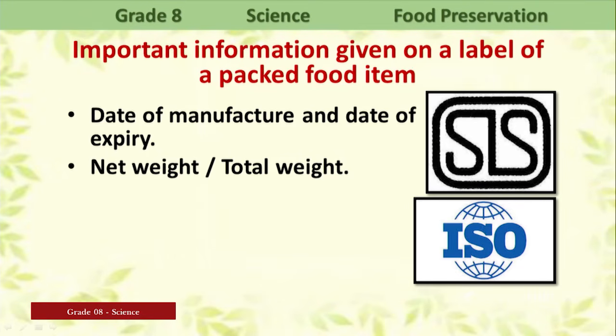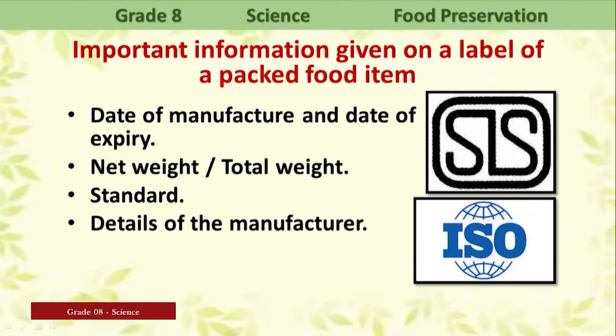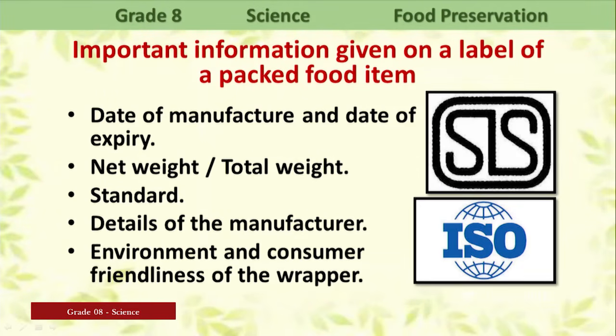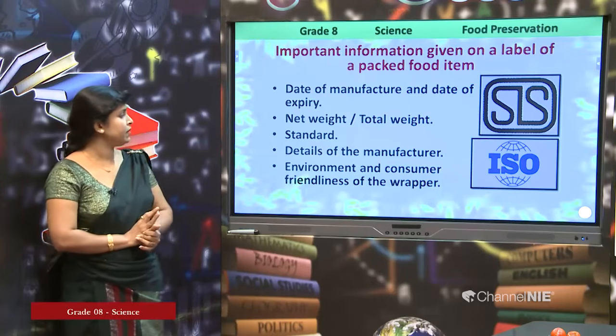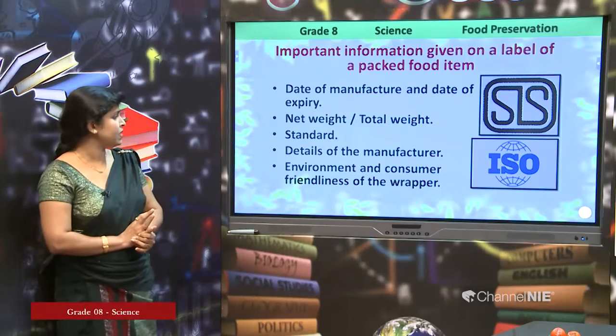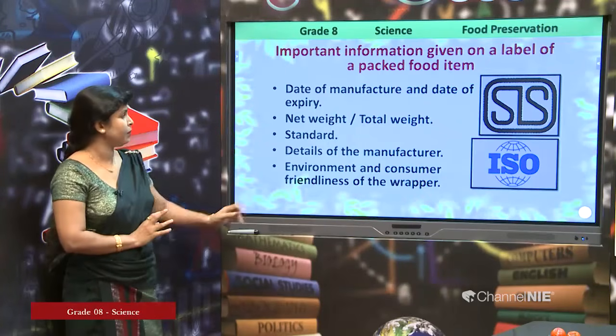The net weight and the total weight are mentioned on the label. And a standard, I have given you two pictures of labels of standard. Details of the manufacturer, and environment and consumer friendliness of the wrapper. The wrapper is very important in packing preserved food items. So, the wrapper should be environment friendly and consumer friendly.